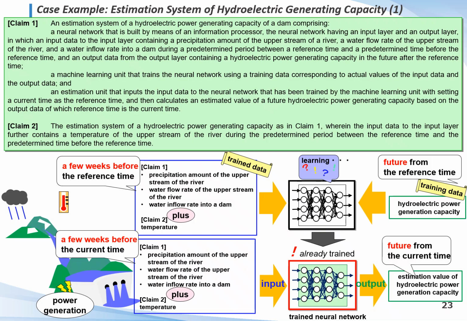And Claim 2 defines that in the estimation system of a hydroelectric power generating capacity as in Claim 1, the input data to the input layer further contains a temperature of the upper stream of the river during the predetermined period between the reference time and the predetermined time before the reference time.